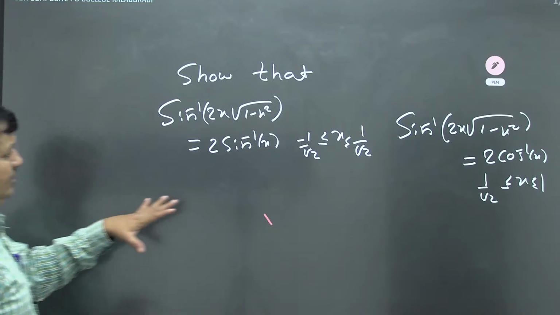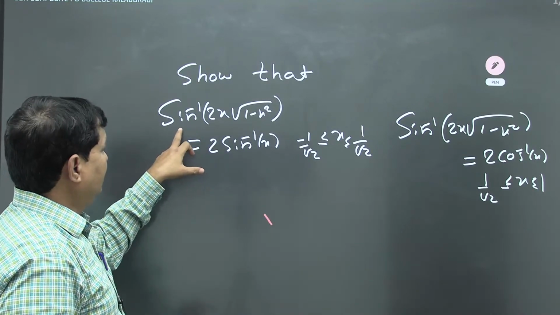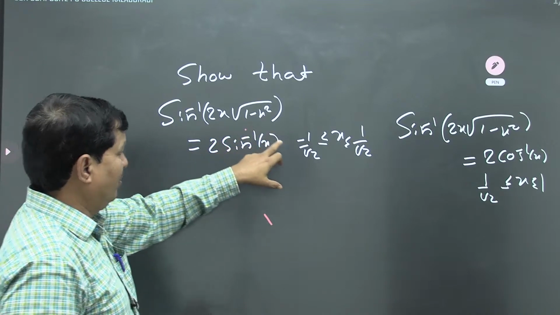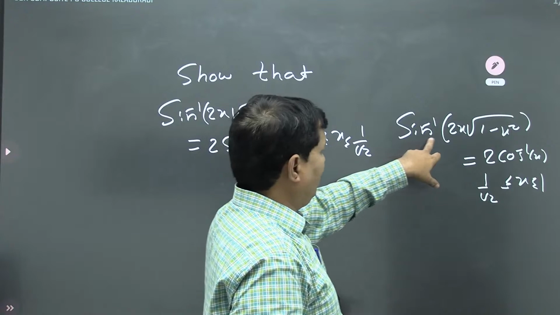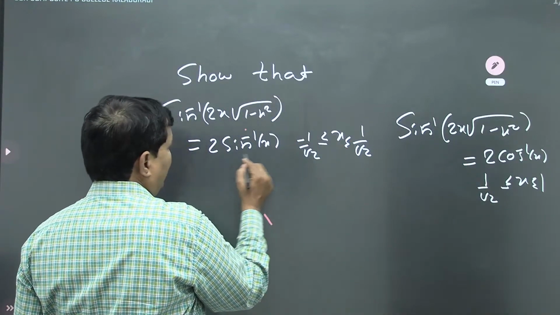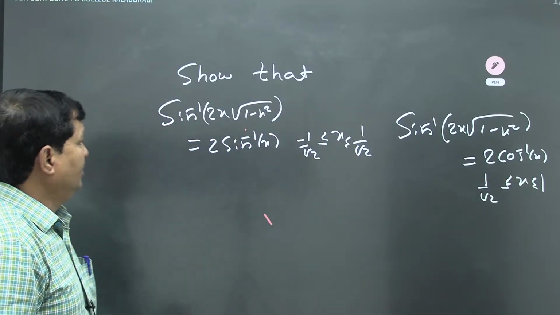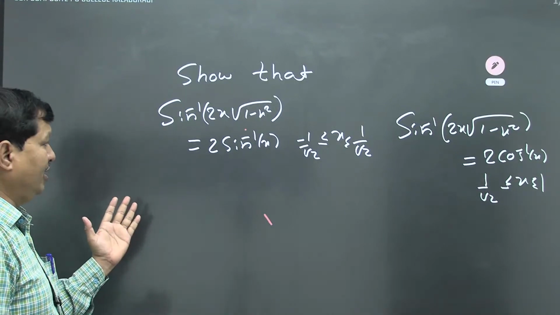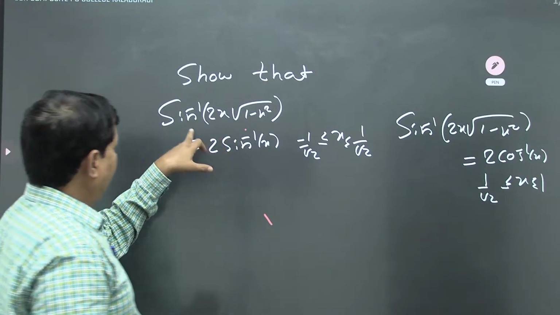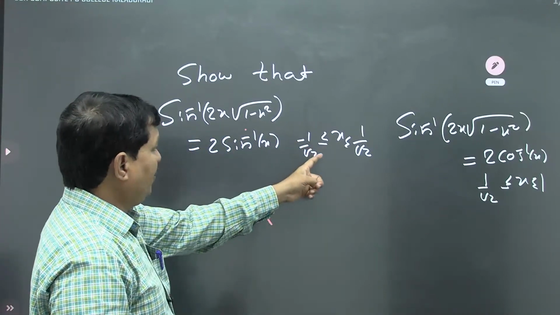See, why I wrote both examples at the same time: because you see the LHS, sine inverse of 2x into root of 1 minus x square, is in the first example, and the second example also has sine inverse of 2x into root of 1 minus x square. But in the RHS we have 2 sine inverse of x and 2 cos inverse of x. See, in the LHS we have the same terms, in the RHS we have different terms. Either you can take this one, the simplification is the same, but according to the given data you have to take.